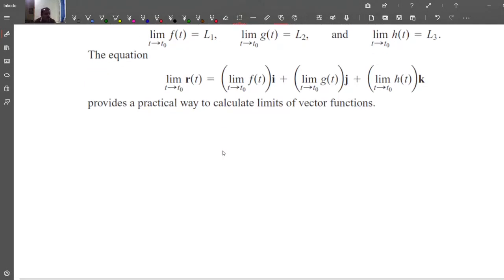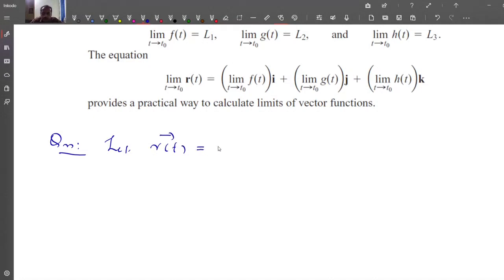Now we do a problem. Let r(t) = cos t i + sin t j + t k. Find limit as t tends to π/4 of r(t).